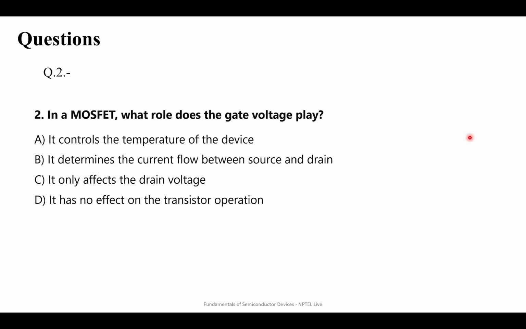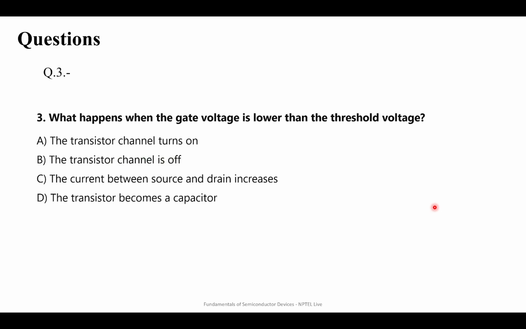In a MOSFET, what role does the gate voltage play? It controls the temperature of the device. It determines the current flow between source and drain. It only affects the drain voltage. It has no effect on the transistor operation. B, sir. It determines the current flow. That is correct. So the gate voltage is the voltage that you apply on the metal of the MOS part, and it determines the current flow between source and drain.